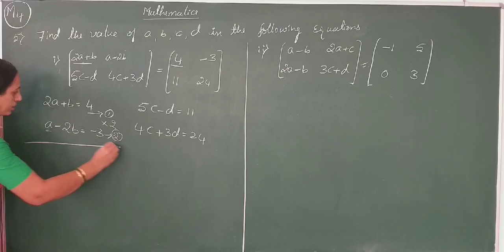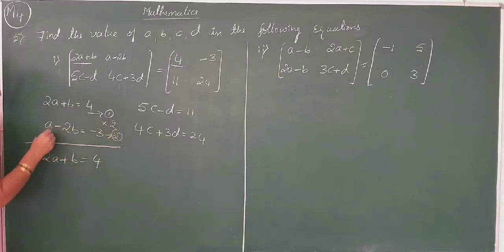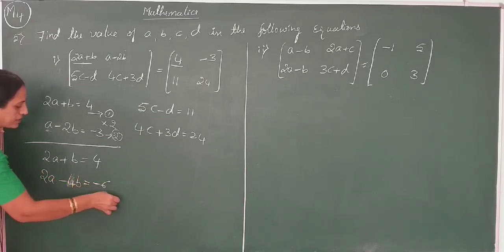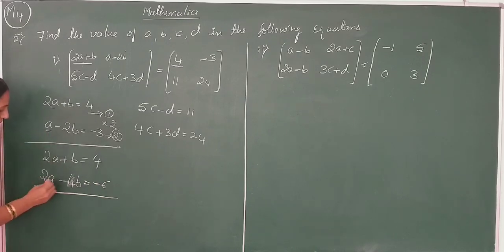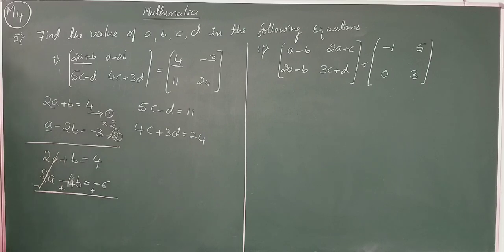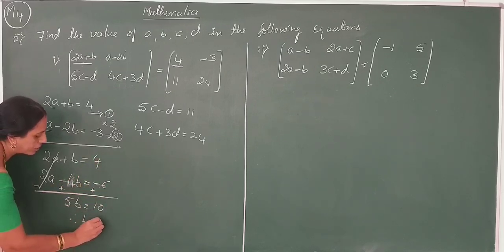So, 2a plus b is equal to 4, multiplied by 2 gives 2a minus 4b is equal to minus 6. Then we subtract: minus times minus is plus, and 2a minus 2a gets cancelled. 5b is equal to 4 plus 6, which is 10. Therefore, b is equal to 2.